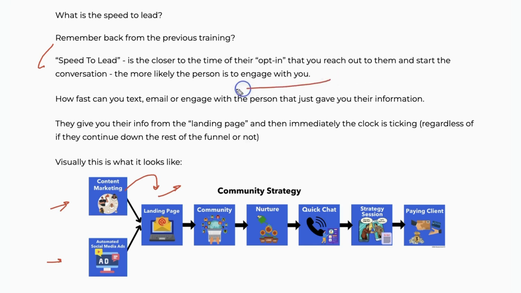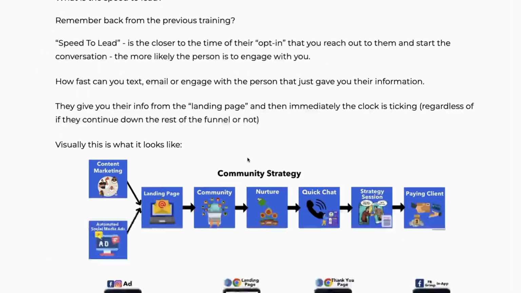And so the speed at which you engage the person when they opt in, that is the likelihood of them actually engaging with you. So this really means how fast can you text, email, or engage with the person that just gave you their information. The ideal time is you want to do it within 5 minutes. So they give you their information on the landing page and immediately the clock is ticking, right? Regardless of whether you do it or not, right? Regardless of whether they continue down the funnel or not, right? We have to make sure that we're able to actually tap into the leads that we're actually getting.